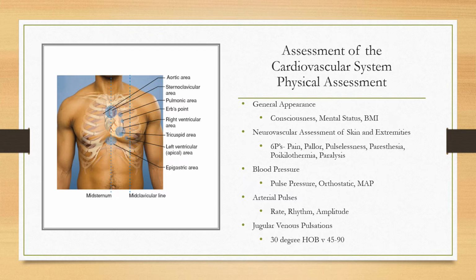And that can happen in dehydration. That can happen if someone's taking too much antihypertensives. That can happen if someone's bleeding from somewhere. They have orthostatic hypotension. Your mean arterial pressure is really just trying to get an overall average blood pressure. So how do we calculate mean arterial pressure?